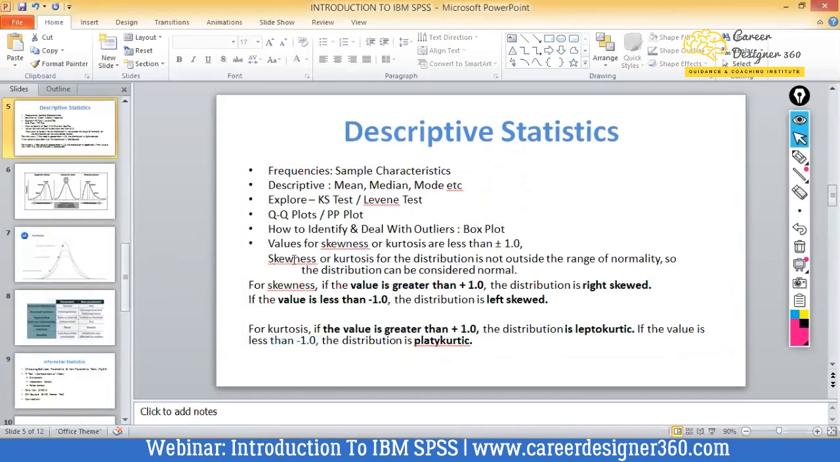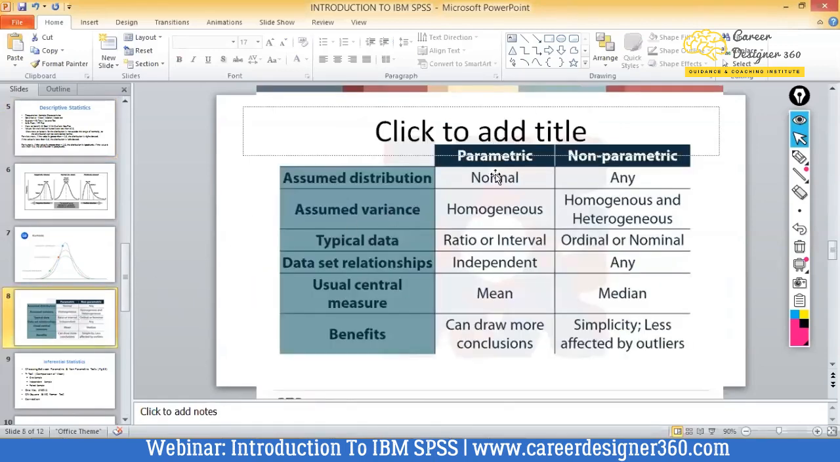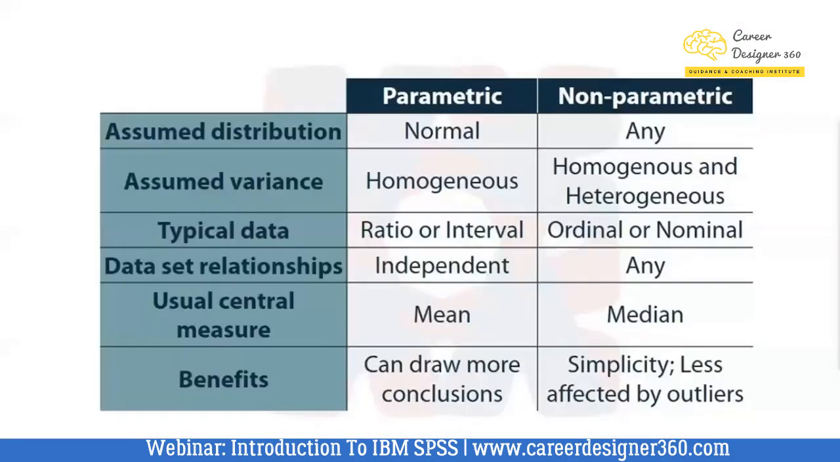Okay, so going further, if our assumption of homogeneity is met, then obviously we are going for parametric statistics, and if your assumptions are not met, we are going for non-parametric statistics. Let's check what are the different assumptions which we have for using parametric and non-parametric statistics.